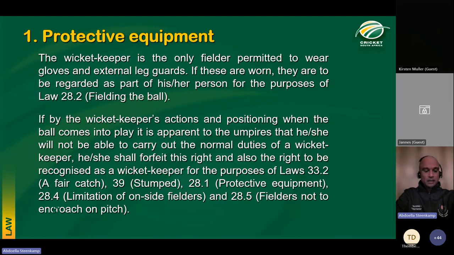So what rights does the keeper have? The keeper has gloves and the keeper can put on external leg guards. So if the keeper is now standing on the boundary, 80 meters away, the keeper's not a keeper anymore. That means the keeper is then not allowed to use his or her gloves anymore. We're not stopping the keeper from standing on the boundary if the keeper so wishes, but that keeper will not be seen according to the laws as a keeper. If that keeper keeps on the gloves and then touches the ball, that would be seen as illegal fielding. So the keeper can stand there, but the keeper then has to remove the gloves as well as the pads, because that keeper is not seen in the law as a keeper anymore.